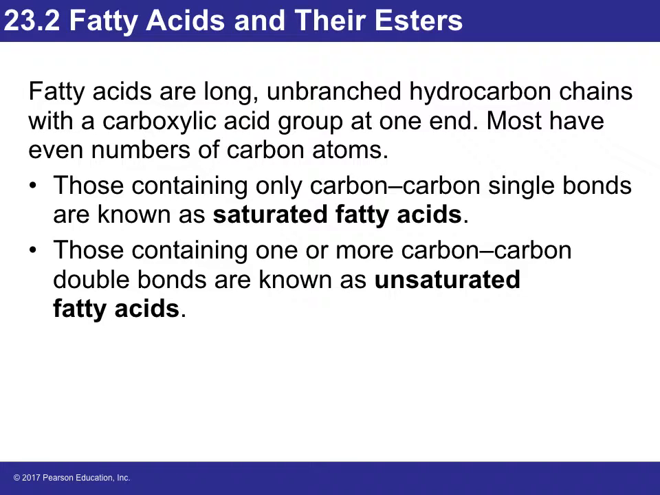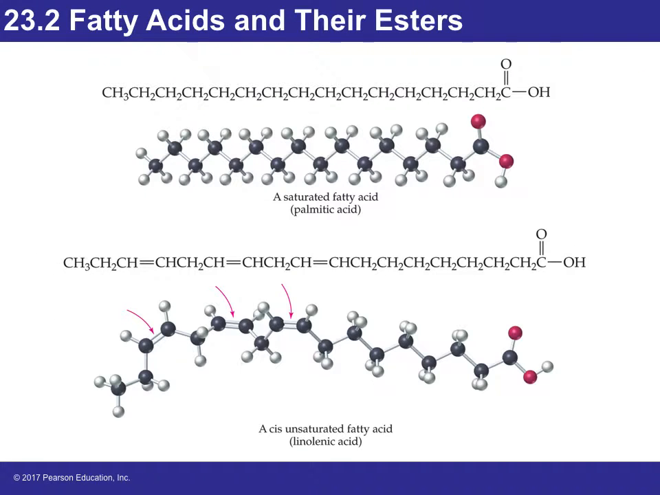Those containing only carbon-to-carbon single bonds, we call saturated fatty acids. When you have one or more carbon-carbon double bonds, they are known as unsaturated fatty acids. So this is what it looks like. Here is a saturated fatty acid, palmitic acid. You see you only have single covalent bonds between the carbon atoms.